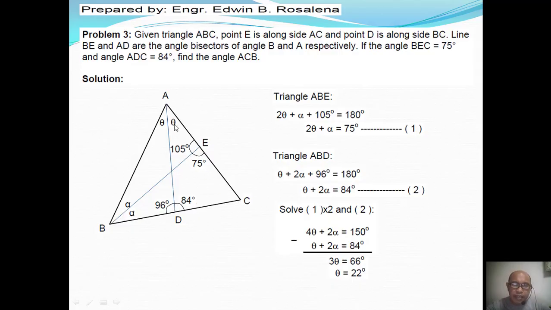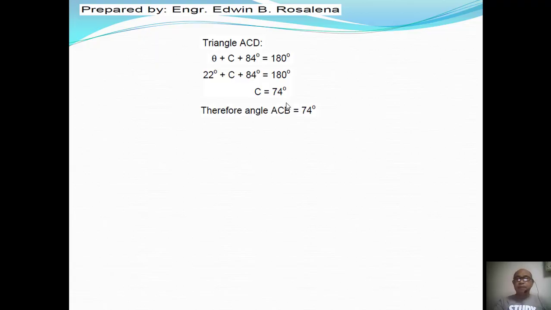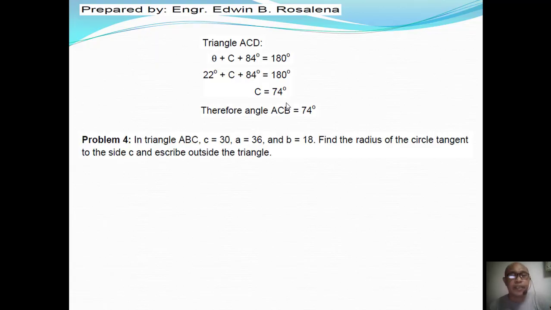Where we have angle theta 22, angle 84, the only unknown is angle C. So I can consider triangle ACD. So theta plus C plus 84 equal to 180. So C is equal to 74 degrees. Okay, so that is problem number 2. Next problem, number 3, I mean. We will now go to number 4.